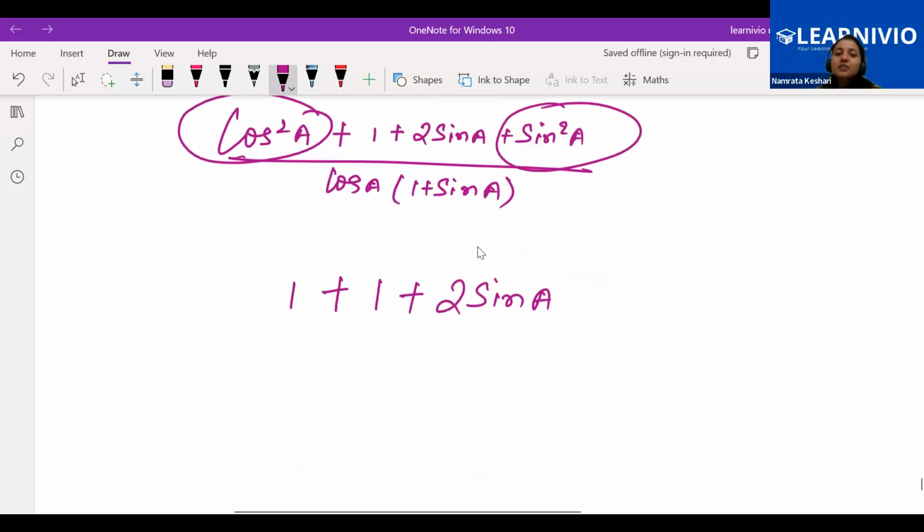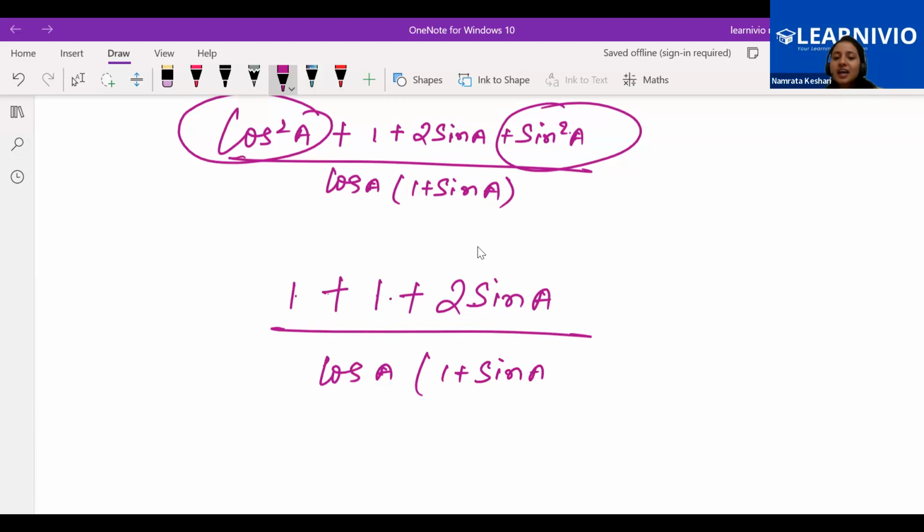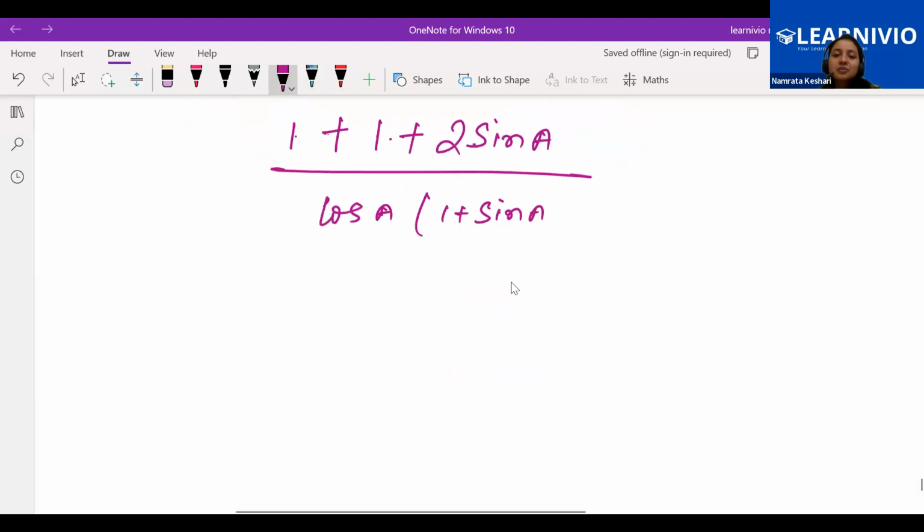In the numerator, this cos square plus sin square became 1. One was there, 2 sin a was there. Here in the denominator cos a is there, 1 plus sin a is there. In the numerator 1 plus 1. Okay, let's add it. We don't know what to do, so whatever is coming, let's keep on doing it. Maybe we will be able to prove it.